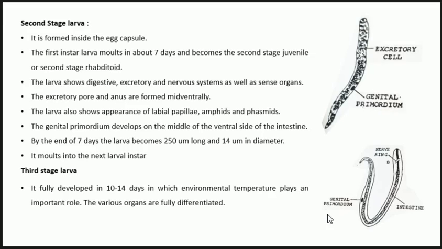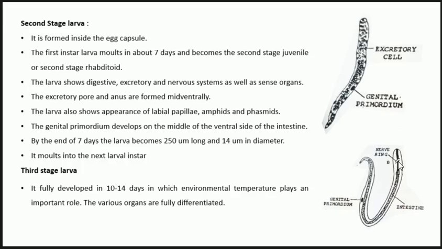First instar larvae molt in 7 days and become second stage juveniles. As you can see in this diagram, this is the second stage juvenile. The larvae show digestive, excretory and nervous systems as well as sense organs. Here is the excretory pore, and as you can see there is one tapering end and one rounded end. Both sides are not tapering. And in this diagram you can see the nerve ring.